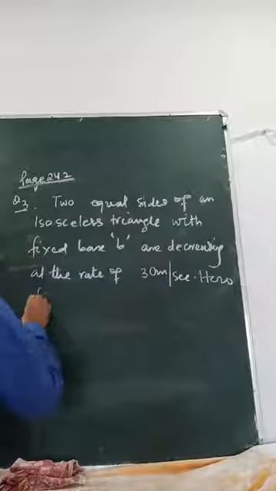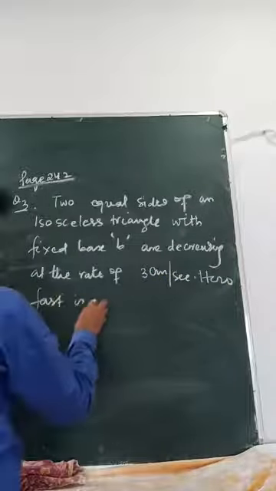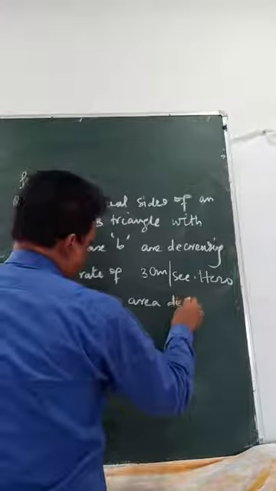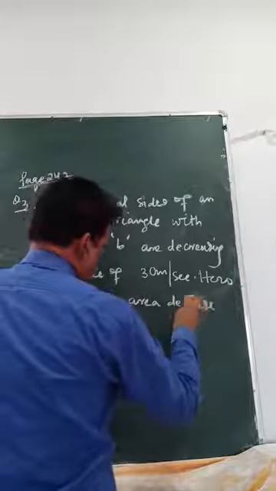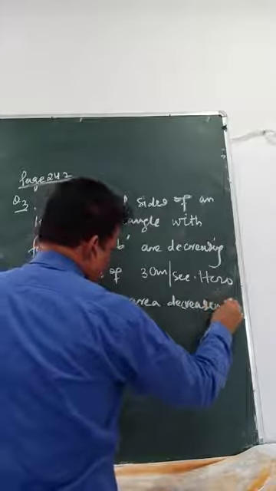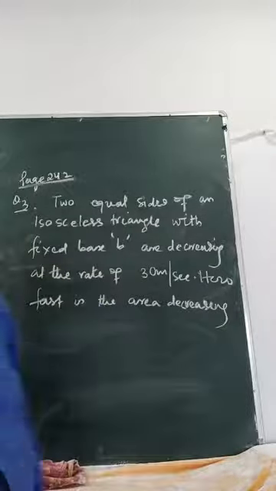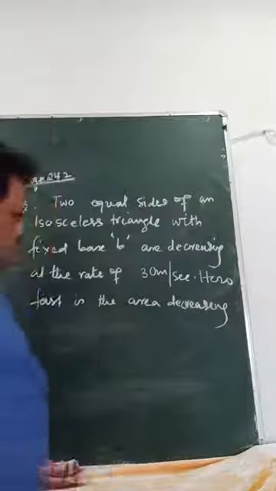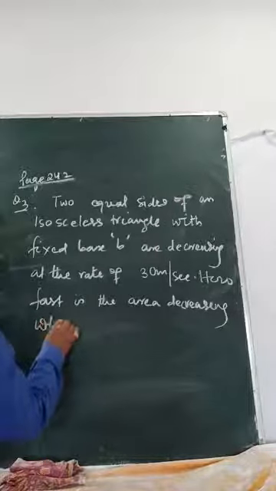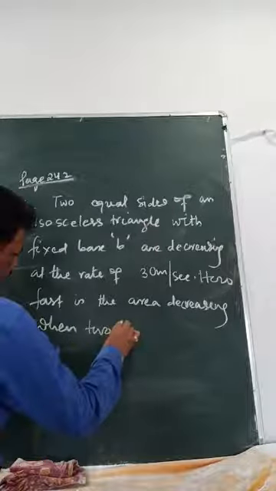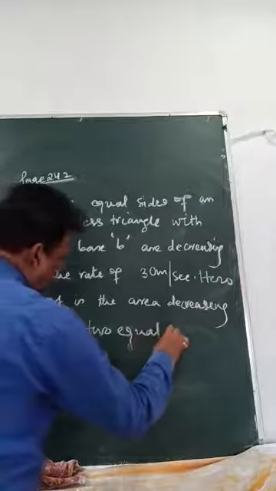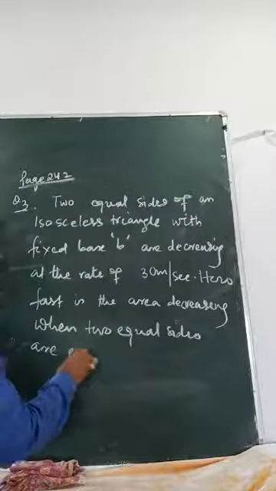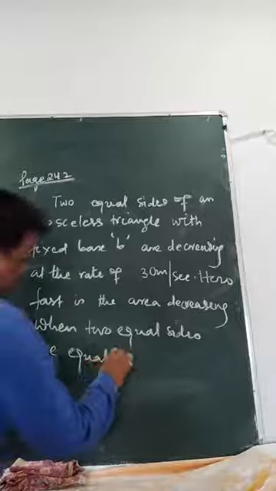How fast is the area decreasing when the two equal sides are equal to the base?